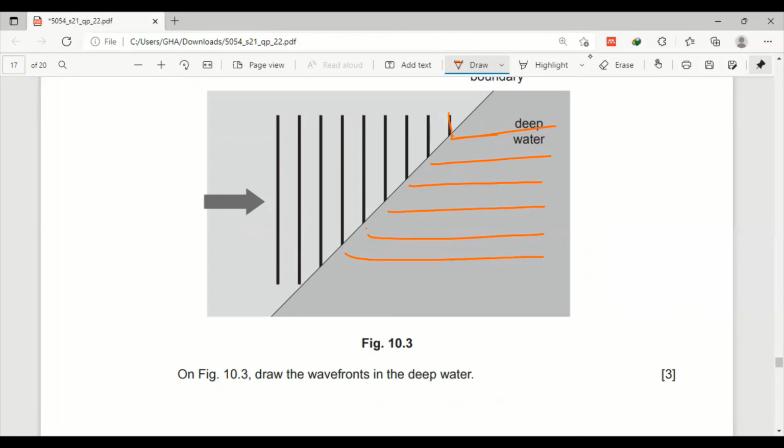So you have to draw these lines like this. And keep this gap lambda greater than this one, okay?